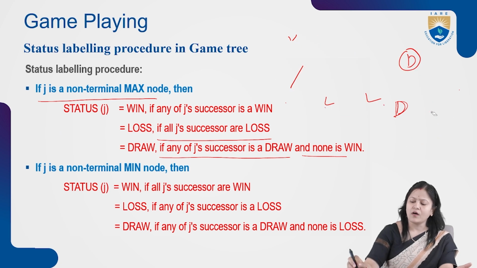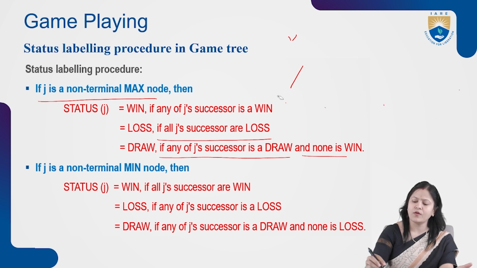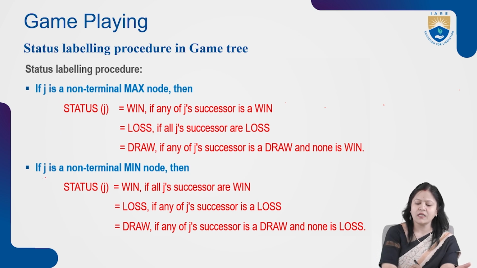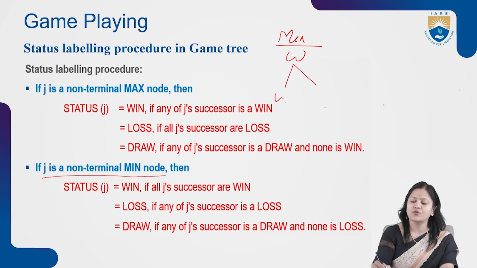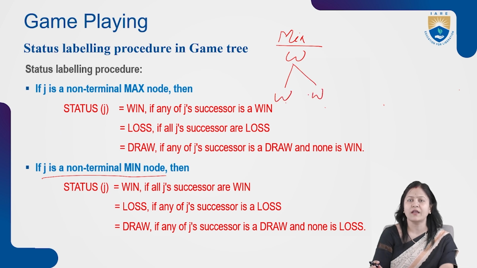Same thing for min non-leaf nodes, based upon the status of the leaf nodes. The second one: if j is a non-terminal min node, then the status of j is a win under this condition for the min non-leaf node. We can write win if all the j successors are win. That means all the children should be win. It's not only two children; it may be 3 or 4 children. If all the children have the win status, then the non-leaf min node can be W.